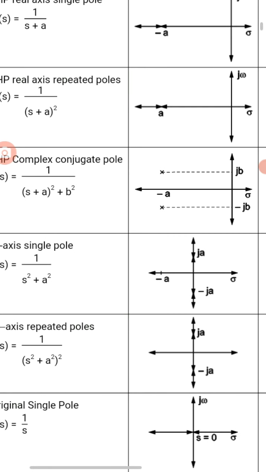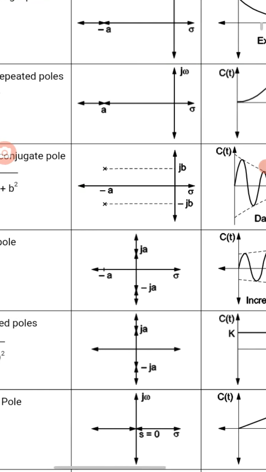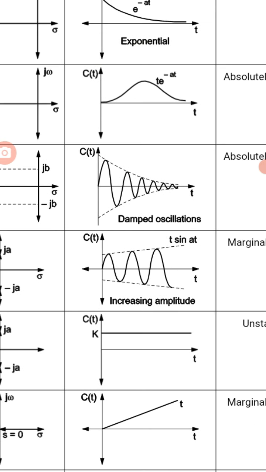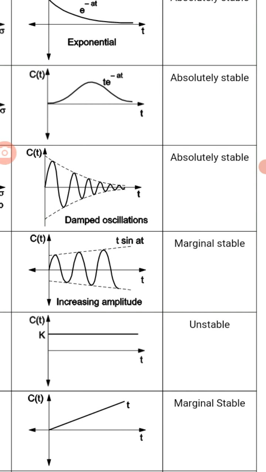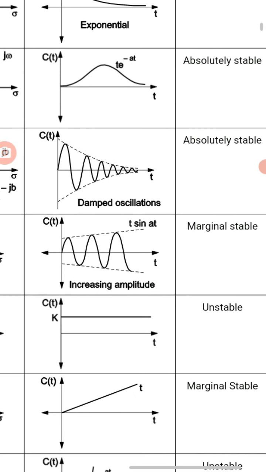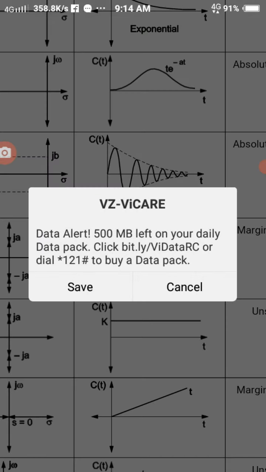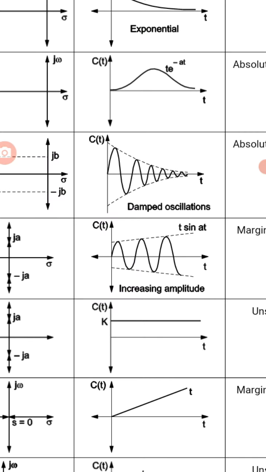If poles lie on the imaginary axis of the S plane, corresponding output will be marginally stable. It will become unstable for a long period and it becomes stable for a short period. It is called marginally stable. That means this is output with reference to input.